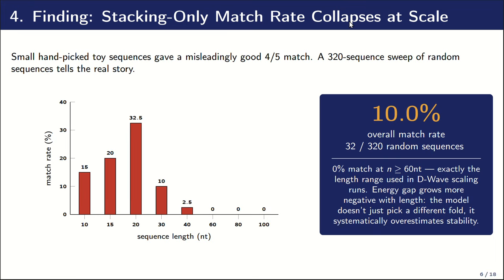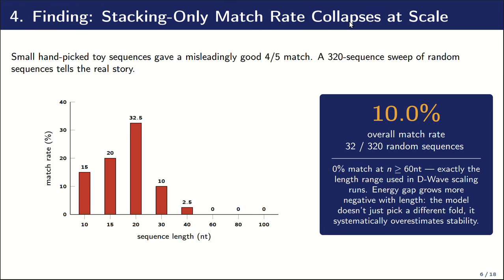So the findings, now into the actual results. First thing I found, and this humbled me a bit: on a handful of small hand-picked test sequences, my simplest model, stacking energy only, no loop penalties, got 4 out of 5 correct, real against real ViennaRNA output. That looked good. It was misleading.